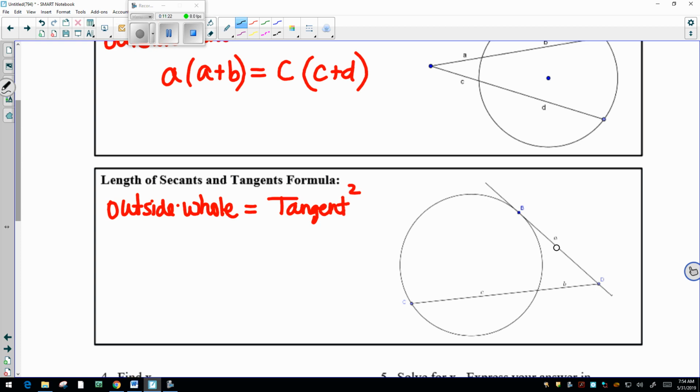Because if I do outside times the whole, I'm saying A times A, which is A squared. So secants will always have that property, outside times the whole. Tangent would have that property, tangent squared.